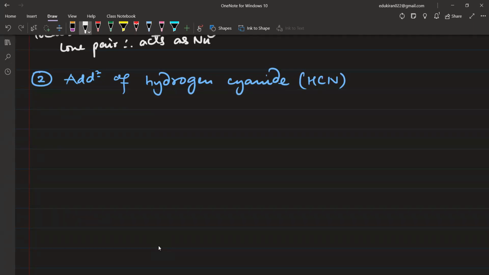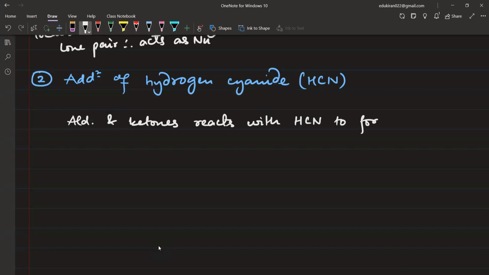Aldehydes and ketones react with HCN to form cyanohydrin. Okay. Right, next point.